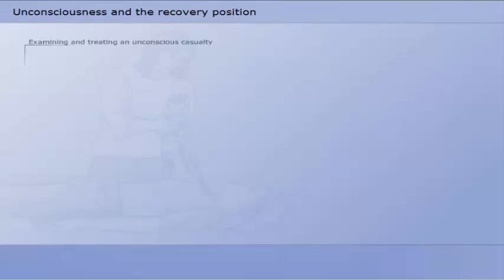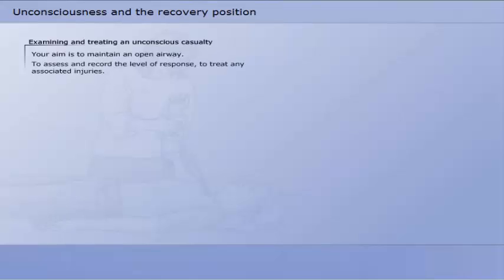When examining and treating an unconscious casualty, your aim is to maintain an open airway, to assess and record the level of response, to treat any associated injuries, to arrange, if necessary, urgent removal to hospital, to gather and retain any circumstantial evidence of the cause of the condition.